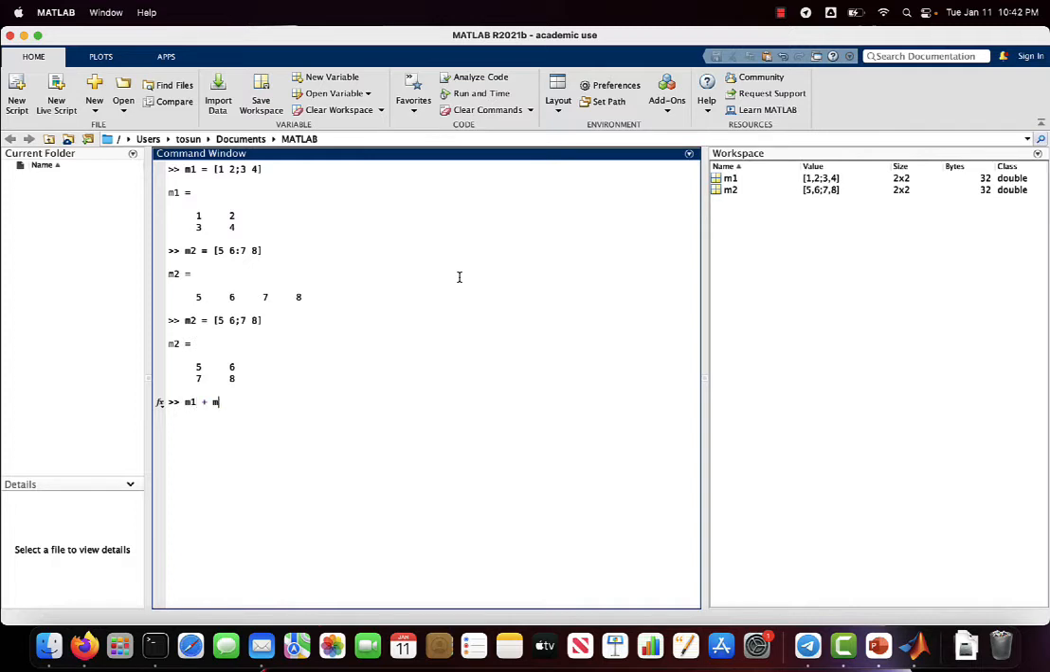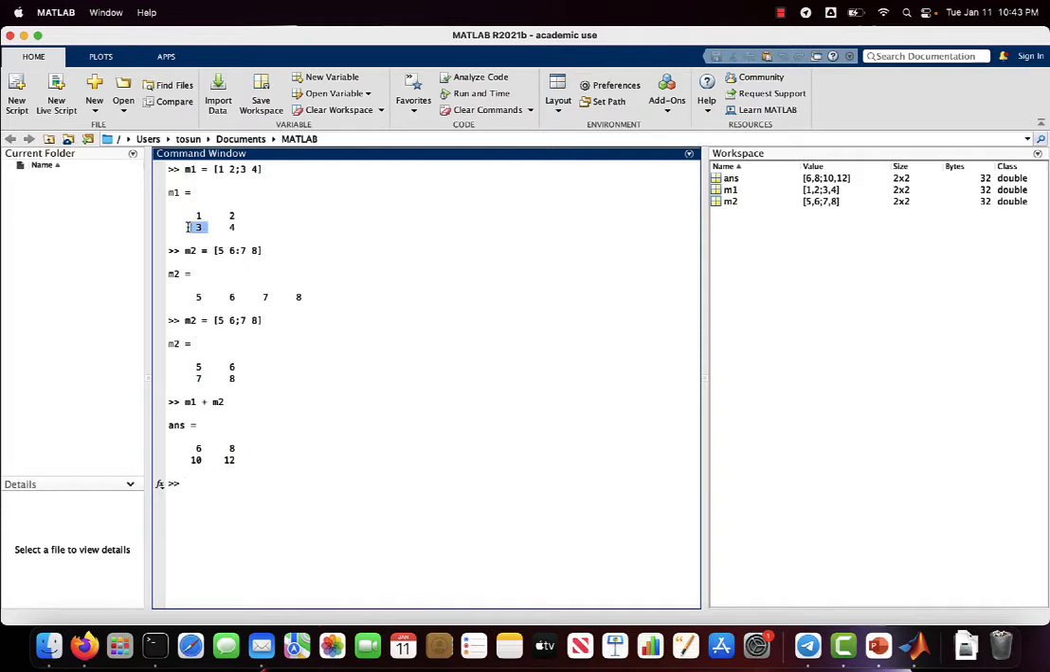M1 plus M2. The result will be the addition of these two matrices. The first row and first column of the second matrix was 5, and the first row and first column of the first matrix was 1, and when you add them, the result will be 6, and 6 plus 2, the result will be 8.